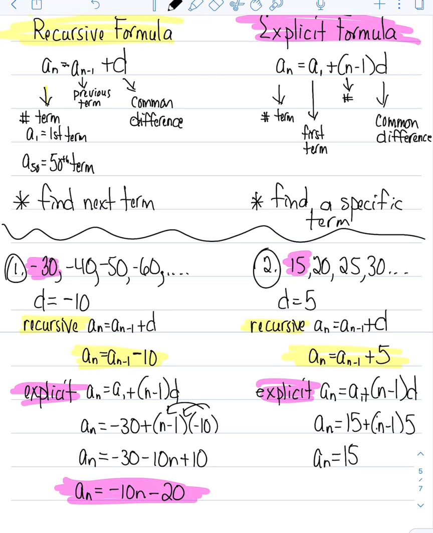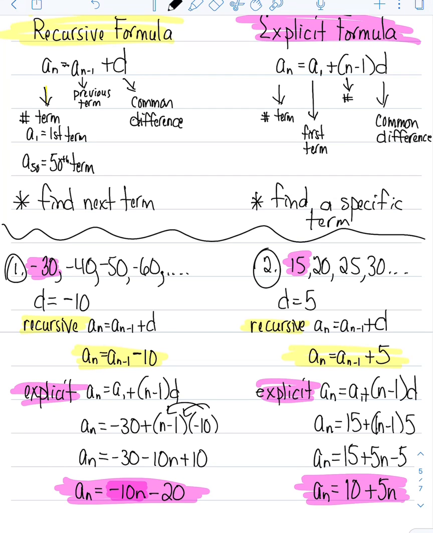5 times 1n is positive 5n. 5 times negative 1 is negative 5. And now I can combine like terms. So 15 minus 5 is 10 plus 5n. Now I know I wrote that different than what I did last time. Last time I put the variable first. I just want to show you that both ways are correct, so be prepared for either way. But this is our explicit formula.